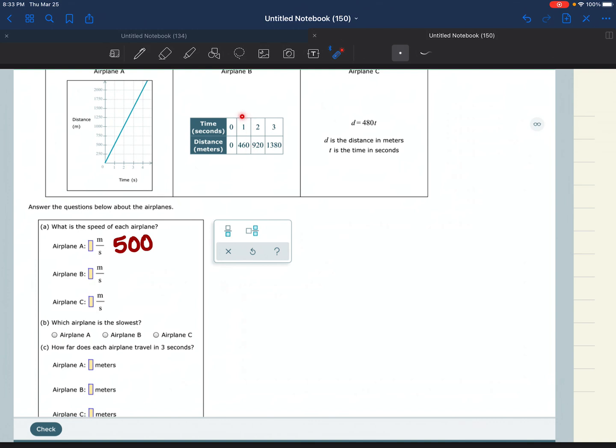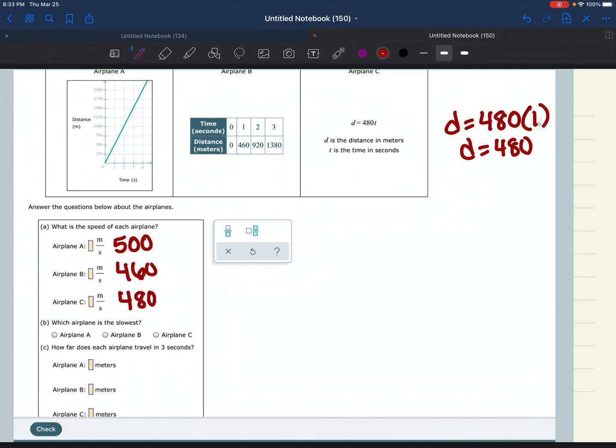Airplane B, again, we look at 1 second. 1 second would be 460 meters. And then the last one, we use our formula. 480 times 1 second is just going to give you 480. Notice when you're looking for 1 second, do you really have to plug that in, or could you just use the number that's given? Hopefully we see that we can use the number given.